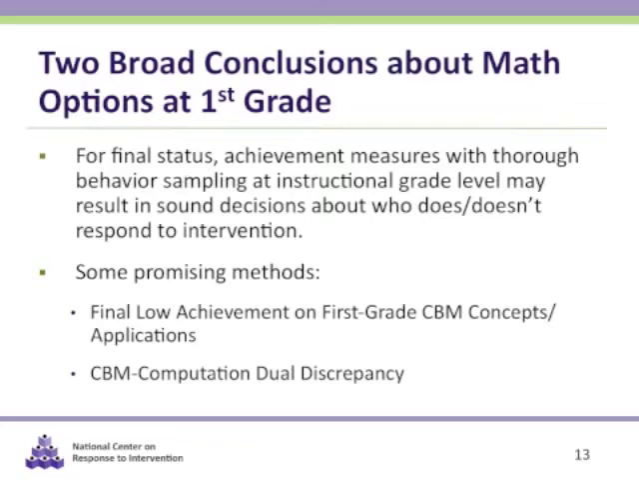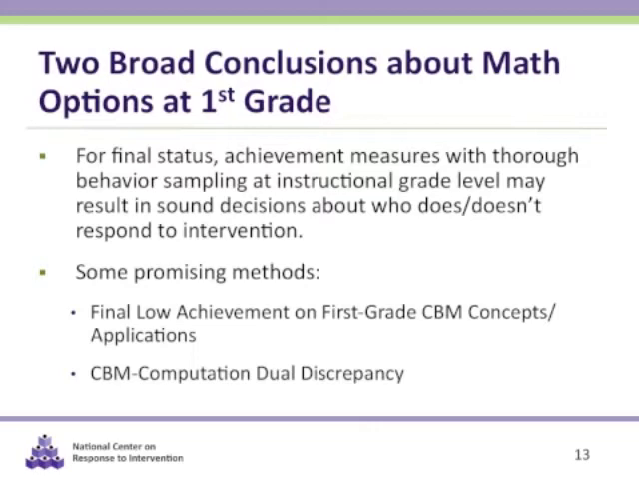So two broad conclusions about math options at first grade are these. For final status at the end of tutoring, achievement measures with a very thorough sampling of the skills that are taught at first grade level may produce sound decisions about who does and does not respond to intervention. That concerns what kind of measures we want to use in math at first grade. We want to use measures that comprehensively sample the kinds of skills that are taught at first grade.